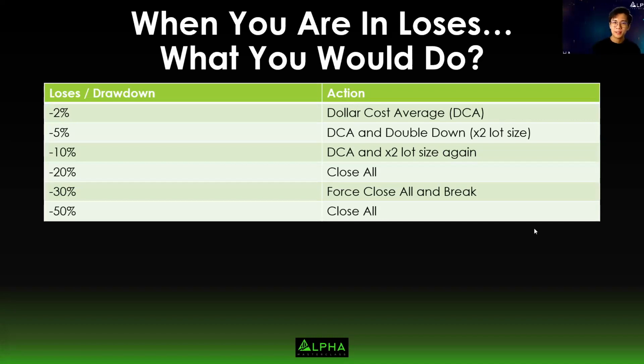50% drawdown. Okay, let's say you have reached 50% drawdown. You call, Ethan, tolong, please help me. 50% drawdown, what can I do? Close all lah. No lah, Ethan. I think there is still hope. The sun is still shining there.